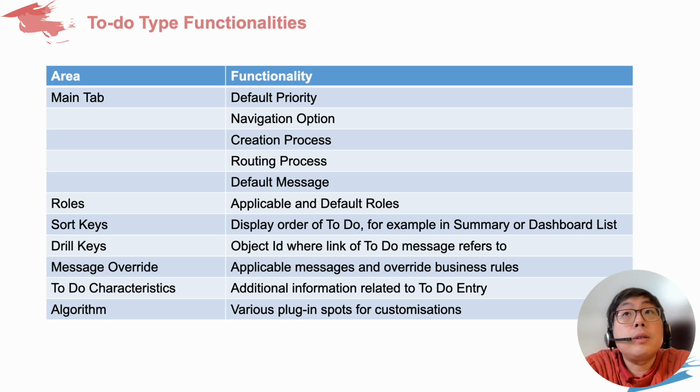Message override is more around the different messages. For different messages, you can define whether to suppress the To Do, and for different messages, you can have different rules defined.